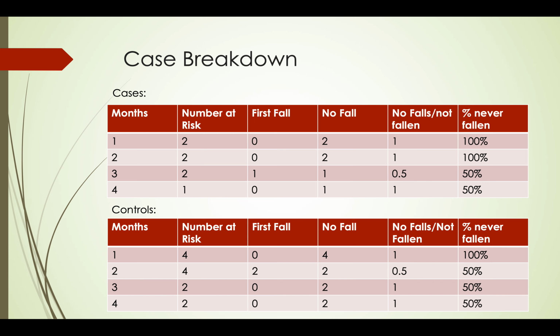And then that percentage remains through the next month. For the controls, we see for the first month there are no falls, so our ratio of not fallen is 1, and our percent that have never fallen is 100. However, in the second month we see we have 2 falls, so our ratio drops to 0.5, and we see 50% have never fallen, and that percentage remains through the rest of the months.